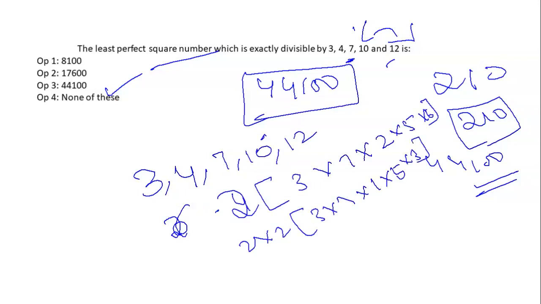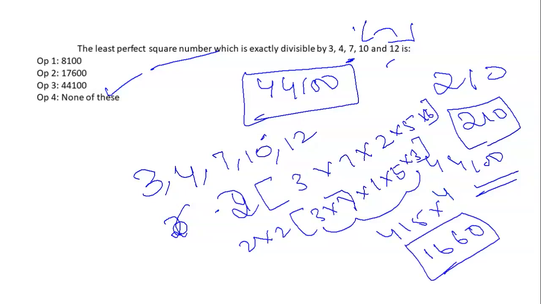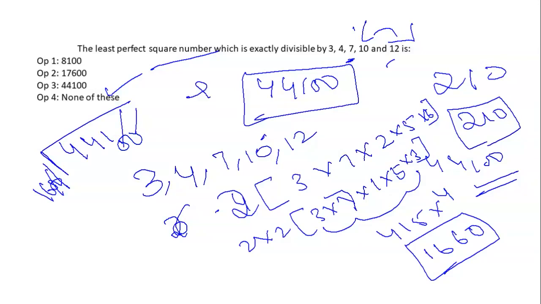So answer is 3 into 7, 21. 21 into 5 is 105. 105 into 3 is 315. 315 into 4 is, I think it's 1260. So 1260, it should be a perfect square number. It will work out only if 44100 is divisible by 1260. I don't think it's divisible. I don't think this is an answer. I don't find a possibility for this to be an answer.